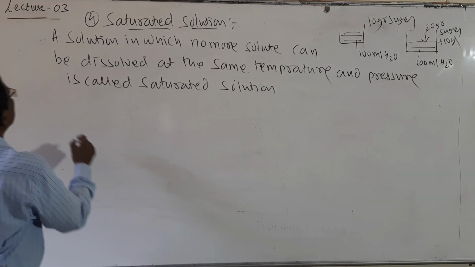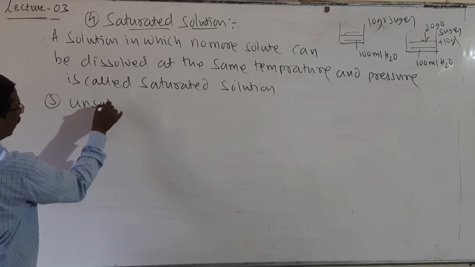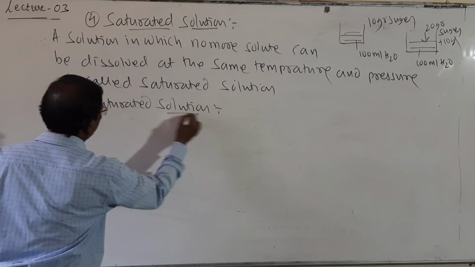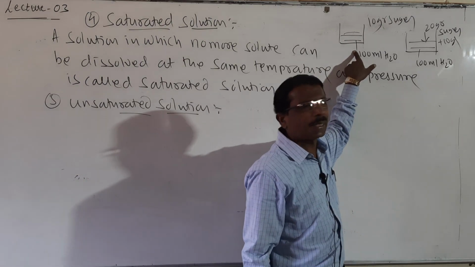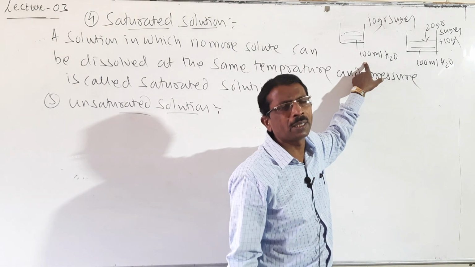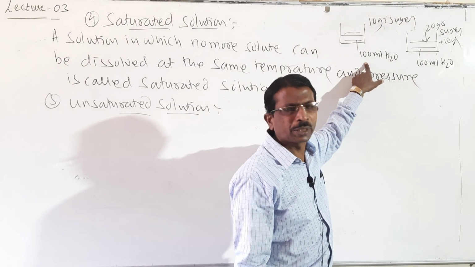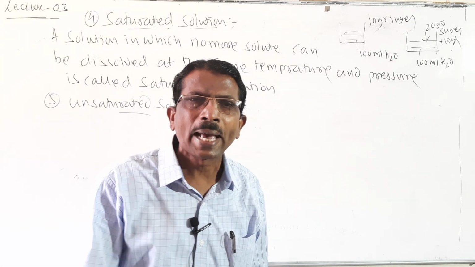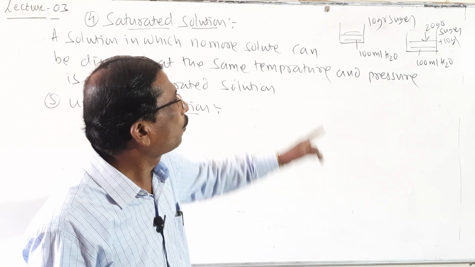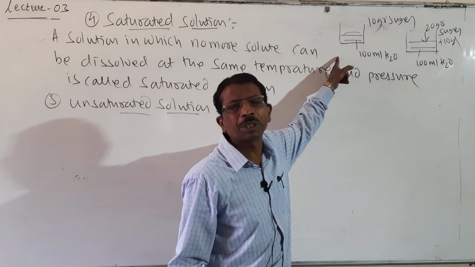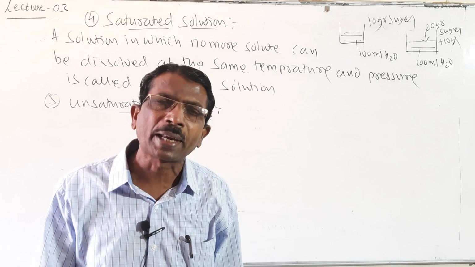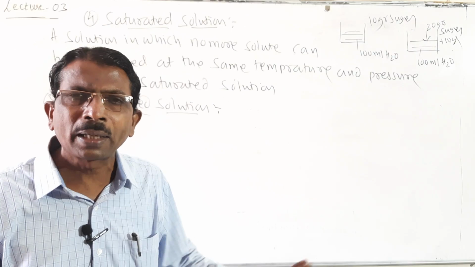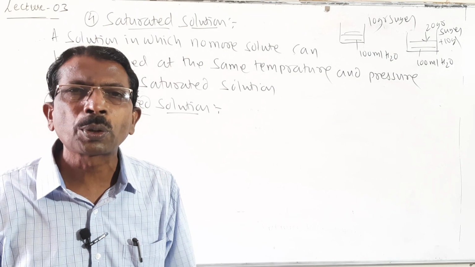Saturated solution. Then the fifth term, what is an unsaturated solution? Look here. When 10 gram of sugar is added to this water, it easily dissolves at a given temperature. Again 20 gram also dissolves very easily as it is shaken. So this is called an unsaturated solution. When more and more solute can be dissolved in a given solvent at a given temperature or at the same temperature, it is called an unsaturated solution.